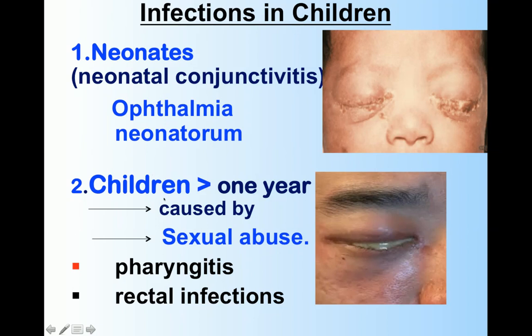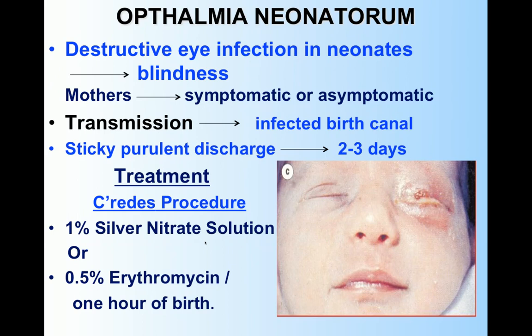Children who are infected are generally older than 1 year, and they are infected because of sexual abuse, and they generally present with pharyngitis, rectal infection, or there may be eye infections. Now, what is ophthalmia neonatorum? It's a very serious condition due to transmission of gonococci from infected mother to the newborn infant during delivery, and it is going to lead to destructive eye lesions.